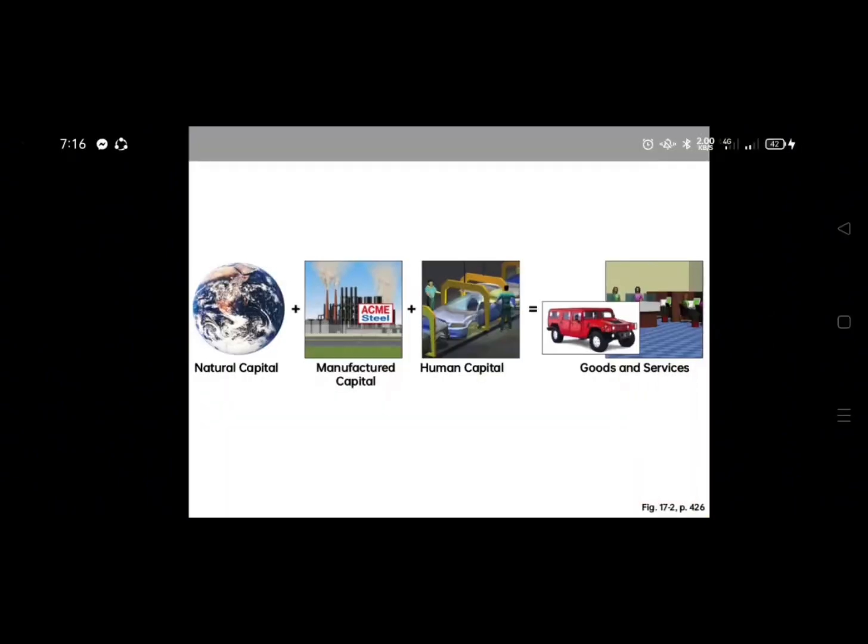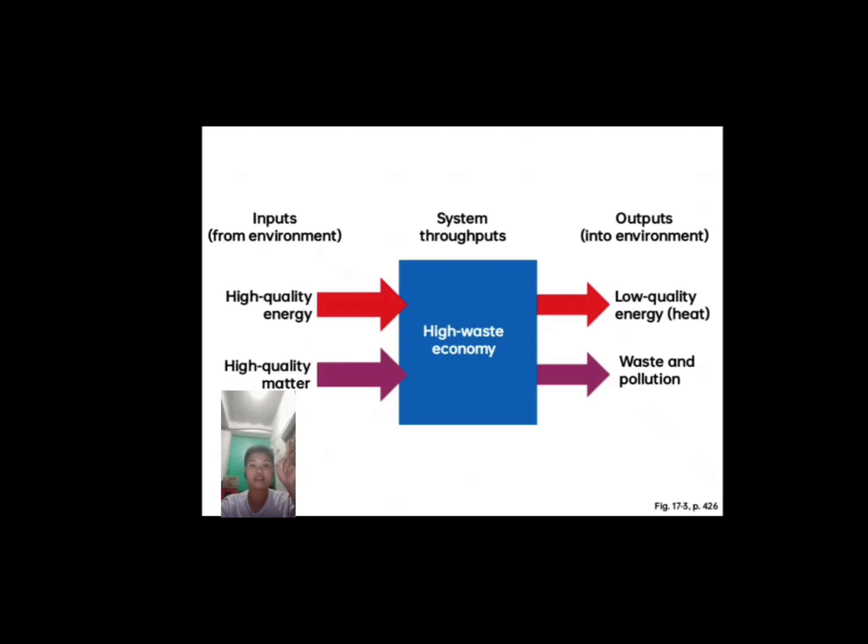This is what I'm talking about, guys: from the natural capital, manufactured capital, human capital, to the goods and the services. This slide shows the high-waste economy, from the high-quality energy to the low-quality energy, and then from the high-quality matter down to the waste and pollution. So this is for the inputs from the environment. The system goes through, and the outputs go into the environment.